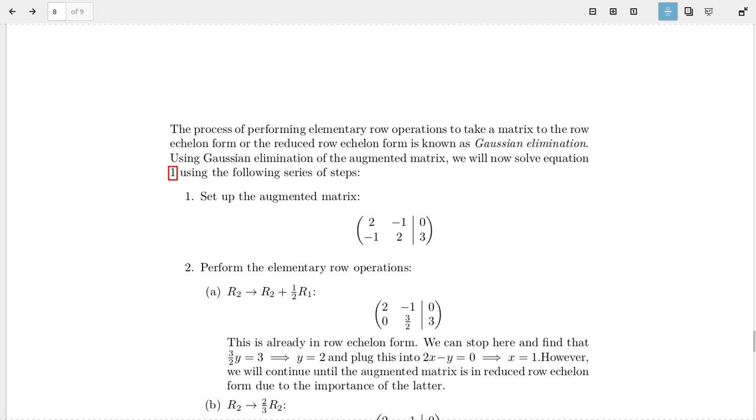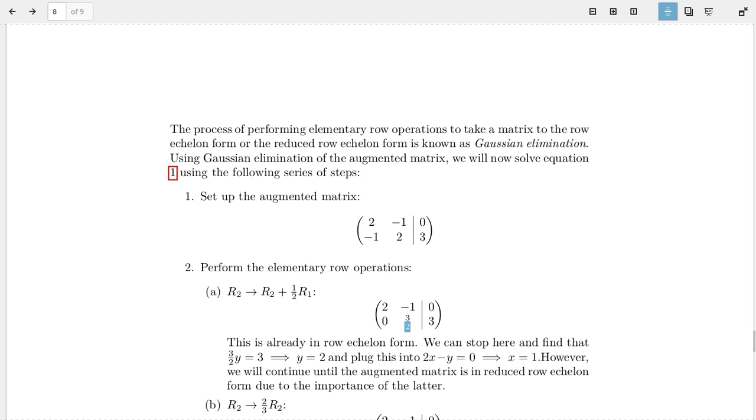So to the left of the vertical line, you have the coefficient matrix. To the right of the vertical line, you have the right-hand side of the equation. Right now, of course, doing one step takes it to row echelon form, right? So R2 goes to R2 plus half R1, and you're in row echelon form already, because the pivot points are 2 and 3 over 2, right?